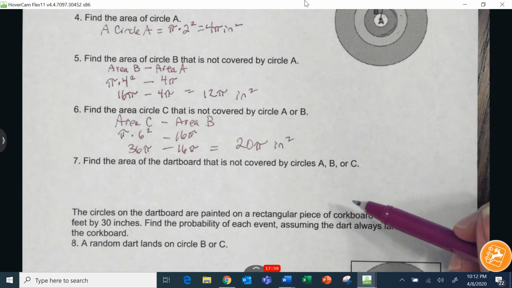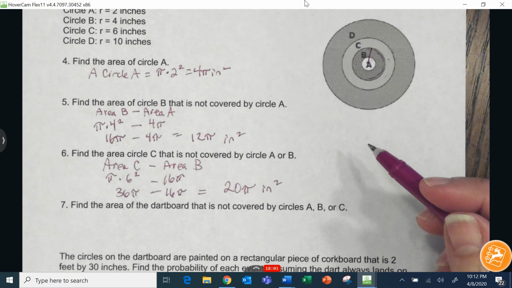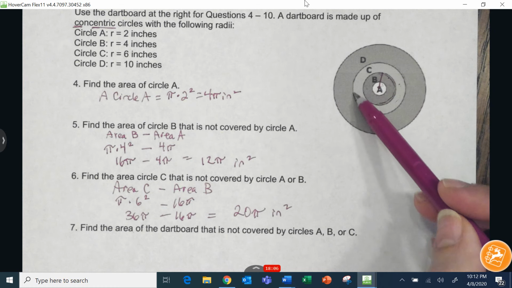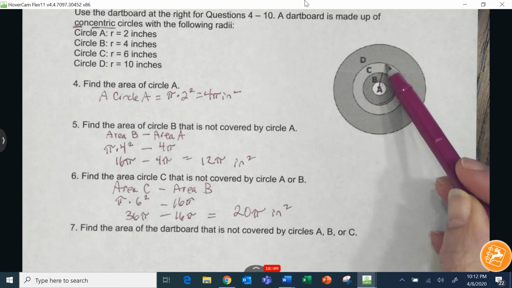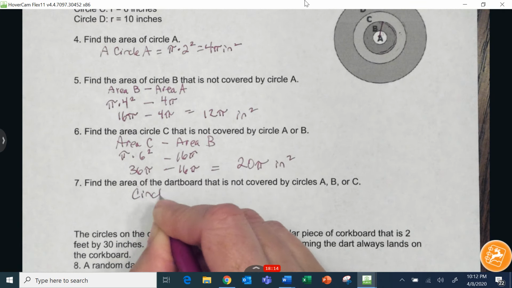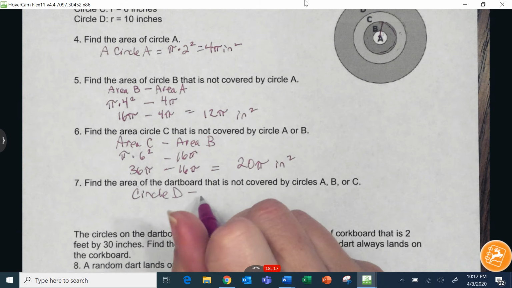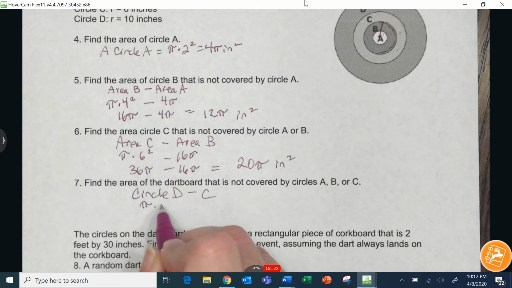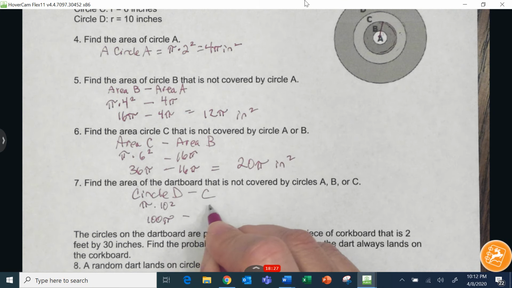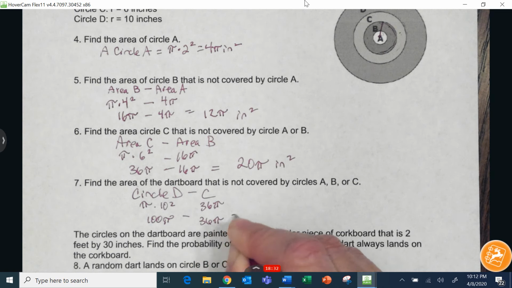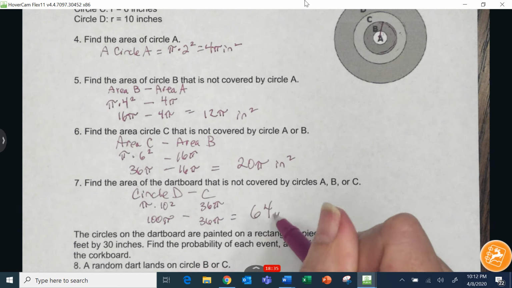And then find the area of the dartboard that is not covered by circles A, B, or C. So basically we're taking D and we're going to cut out C, which automatically cuts out B and A already. So we just need to take the area of circle D and subtract off C. So D is 10 inches. Pi times 10 squared, which is 100 pi. Subtract. And then C is 36 pi. And we are left with 64 pi.